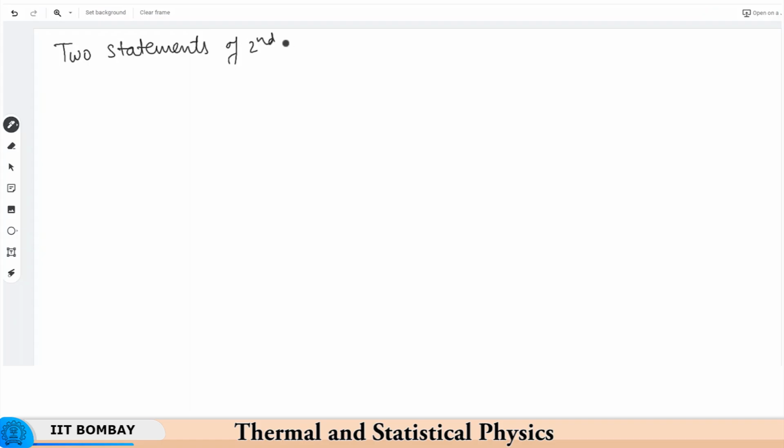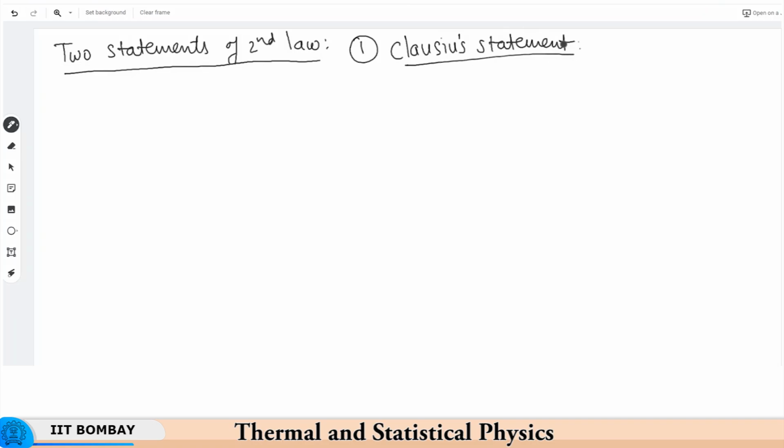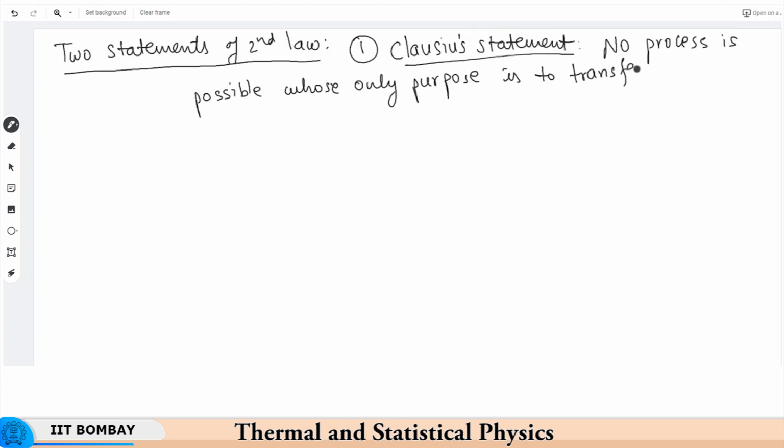of the second law, okay. And the first statement is due to Clausius, right, it is known as Clausius's statement, and this goes as follows. So, no process is possible whose only purpose is to transfer heat from a colder body to a hotter body.